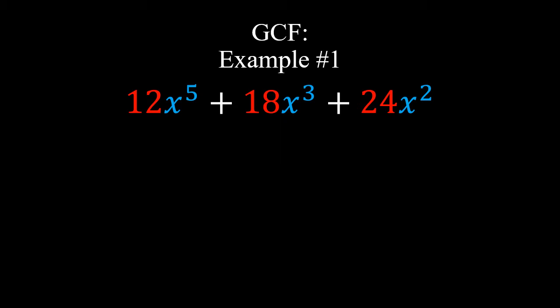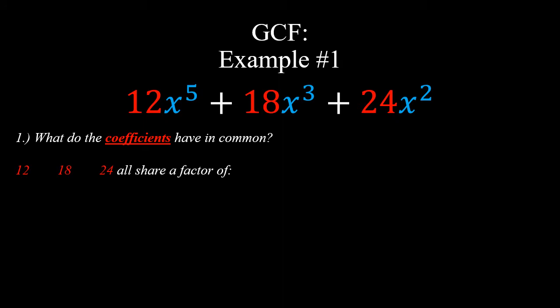Okay? So the first thing we want to do is, of course, ask ourselves, what do the coefficients have in common? And as you'll see, I highlighted the coefficients in red to try and make it really clear. So in our first term, the coefficient is 12, and in the second term, our coefficient is 18, and in the third term, our coefficient is 24. So we have the coefficients 12, 18, and 24, and we want to ask ourselves, what do they have in common? So we're basically asking, what do they all share a factor of? So take a minute, think about the factors of 12, 18, and 24, and think about which one of those factors they have in common.